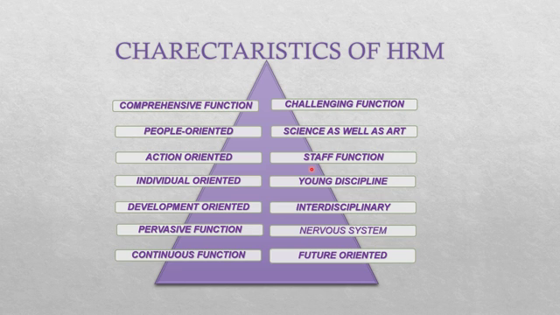So it is also one of the important characteristics of human resource management. Now, young discipline. Human resource management is of comparatively recent origin. It started in the last part of the 19th century. It is relatively a new specialized area as compared to manufacturing and marketing. So initially we did not have something like human resource management.